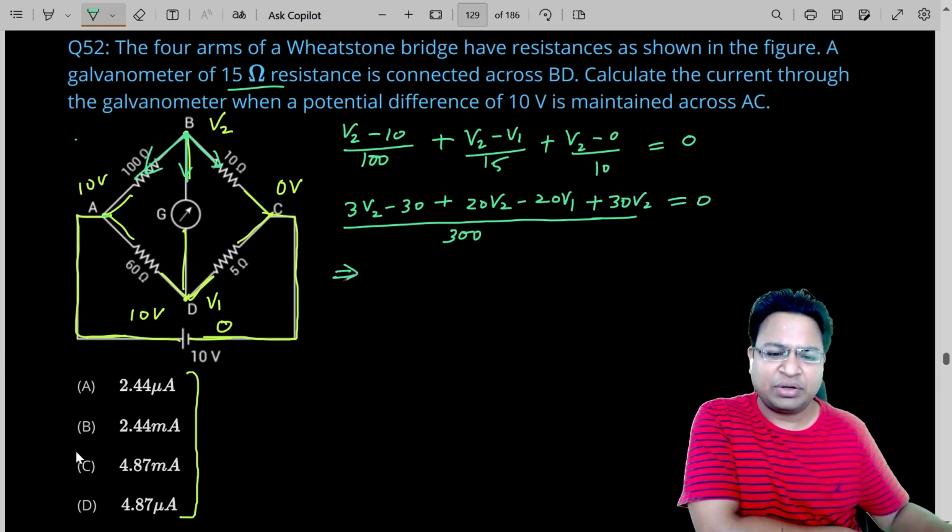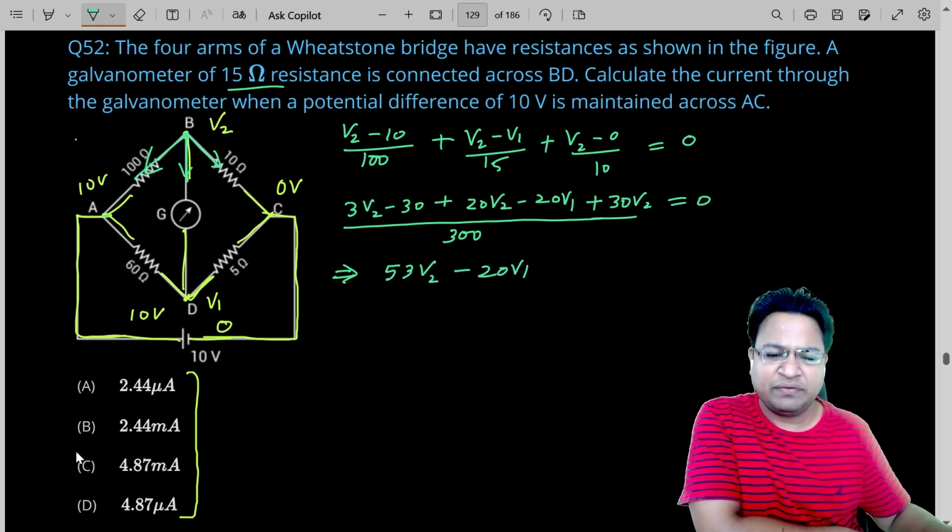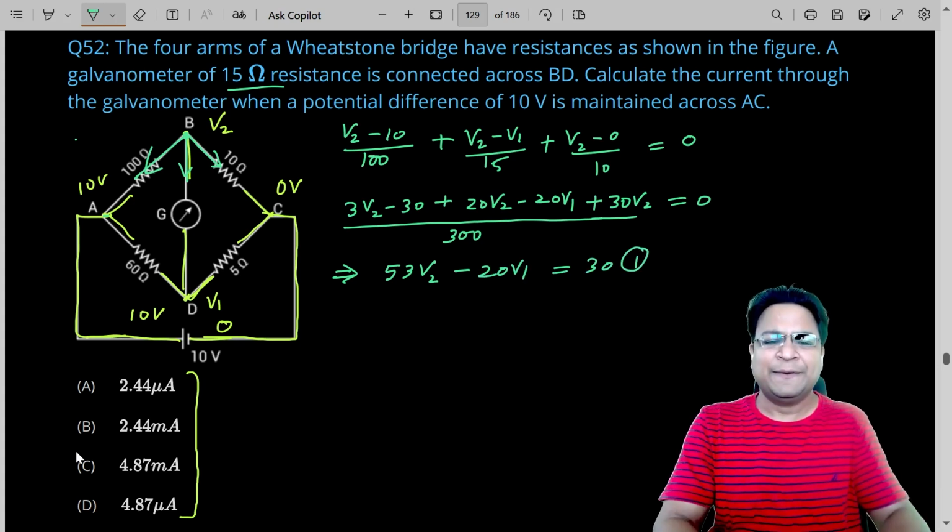So from here, what we can get is that 3V2 plus 20V2, 23, plus 30, that is 53V2. 53V2 minus 20V1 is equal to 30. So that becomes my first equation.